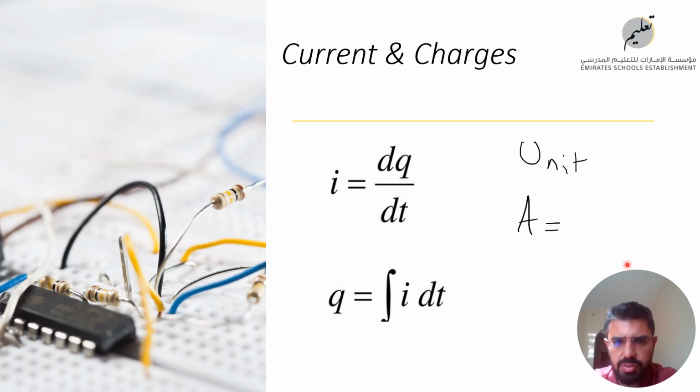What about the unit? Of course I is defined in ampere, the charge is in coulomb, capital C, over the time, which is in seconds.